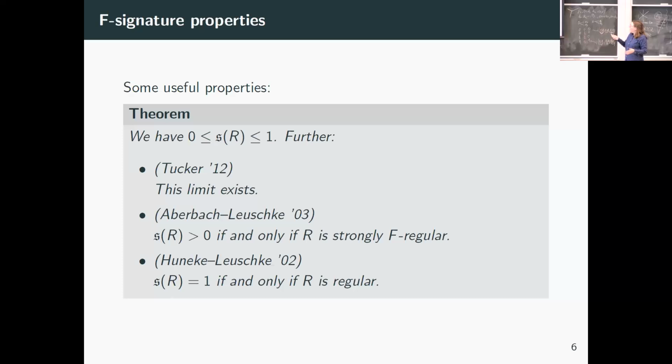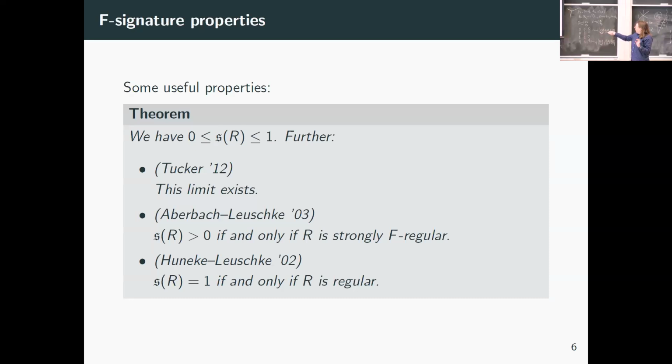So, some properties of this. Okay, so I just vaguely explained why this F signature should be between 0 and 1, but maybe some other useful things. Okay, it's a limit. The limit does actually exist. Like we are studying something interesting. I didn't need to throw some lim sups or lim infs in there.